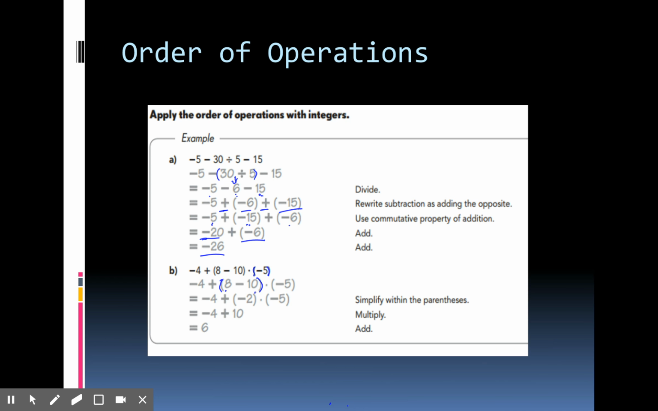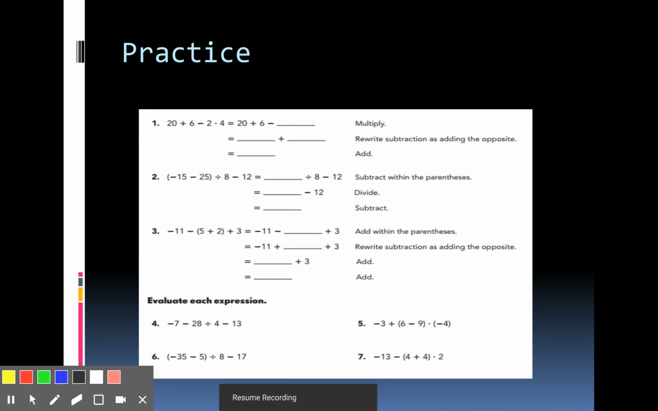8 minus 10 is a -2. So now we have -4 plus -2 times -5. Multiplication comes before addition. So -2 times -5 is where this +10 comes from. And then -4 plus 10 is 6. All right, just some more practice here.